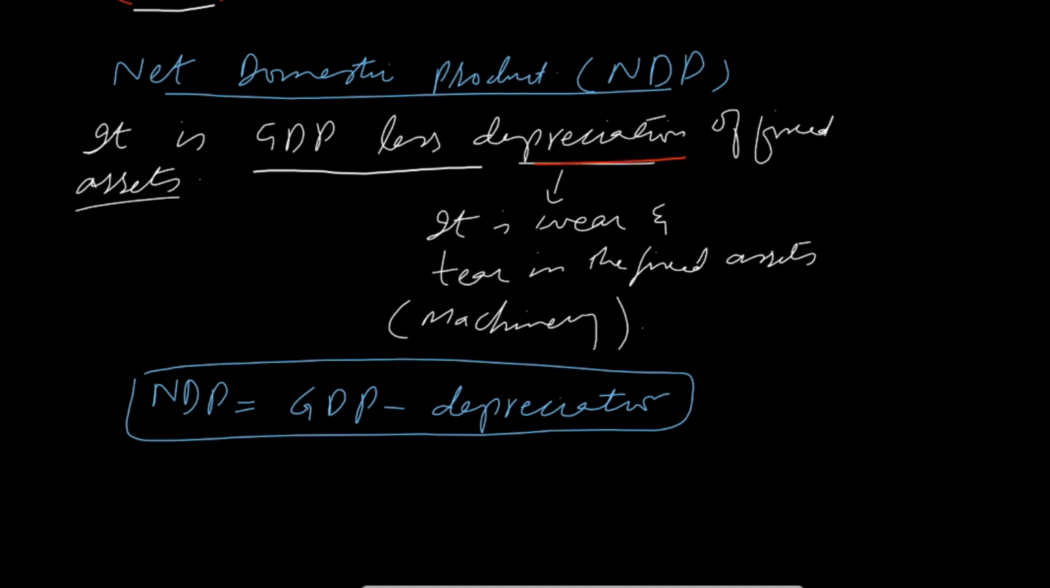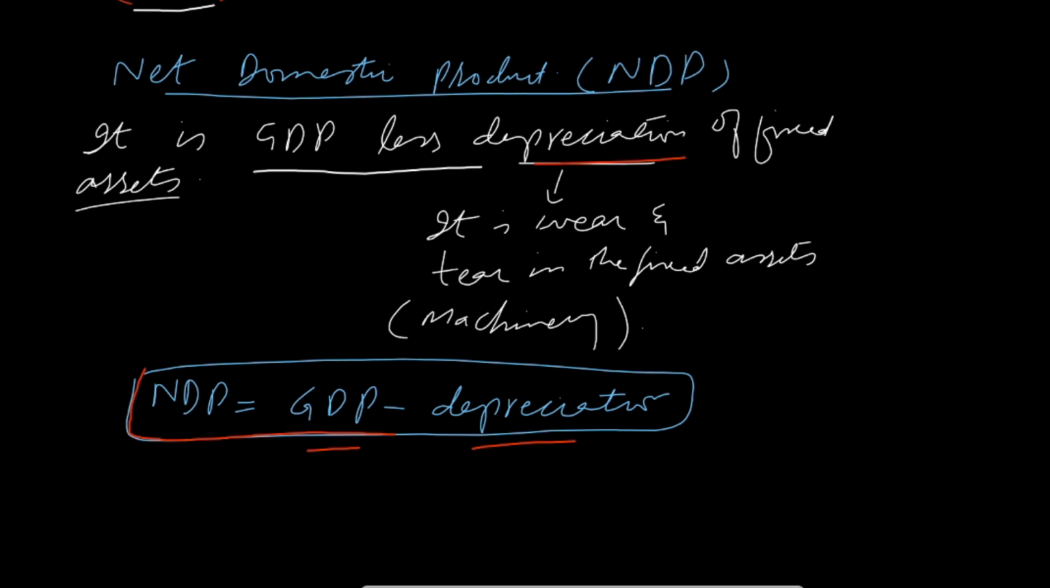Depreciation is basically wear and tear in the fixed assets. Whenever we use any machinery, technology or tool, its value keeps decreasing, and if we deduct the depreciation from GDP, then we will get net domestic product. And the formula to calculate net domestic product is NDP is equal to GDP minus depreciation.